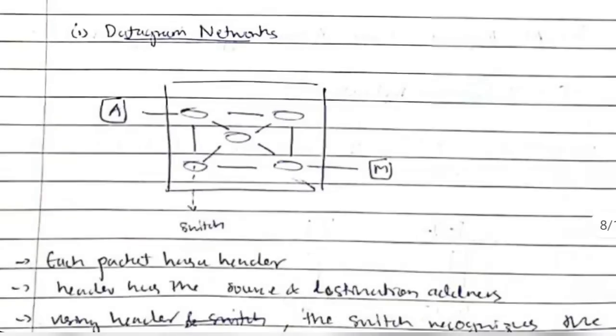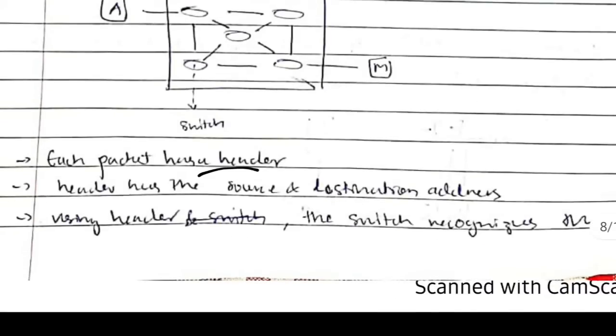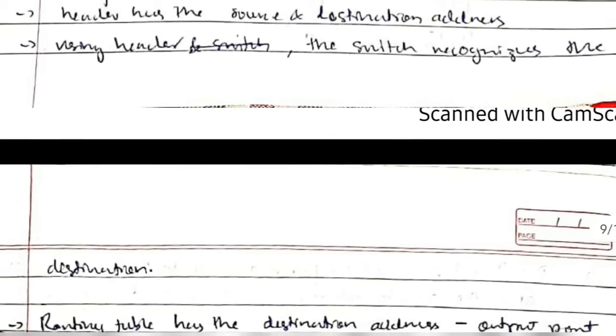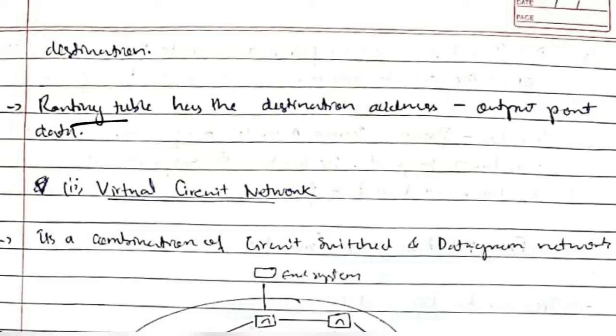Each packet has a header. The header has the source and the destination address. Using the header, the switch recognizes the destination. There will be a table maintained which will have the destination address of the output data.